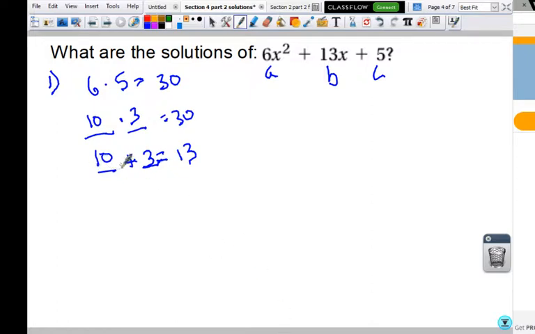Okay, so B is going to be this 10x and the 3x. We got these numbers right here, and we're going to take these and replace B. So 6x squared plus 10x plus 3x plus 5. And then I should have an equal 0 right here, but I forgot to type that in when I made this problem, so my bad.